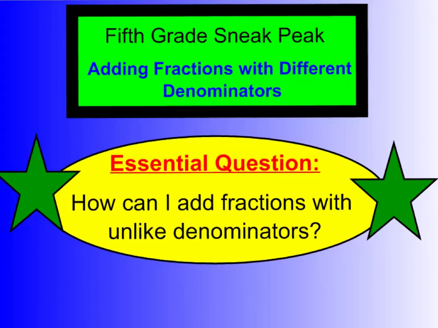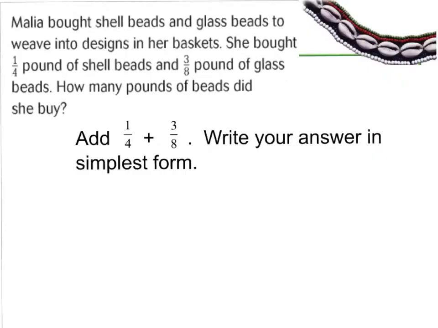So let's get started. Now our first question says, Malia bought shell beads and glass beads to weave into designs in her baskets. She bought 1/4 pound of shell beads and 3/8 pounds of glass beads. How many pounds of beads did she buy? Now as you can see, it says how many pounds did she buy? That means I want to add.